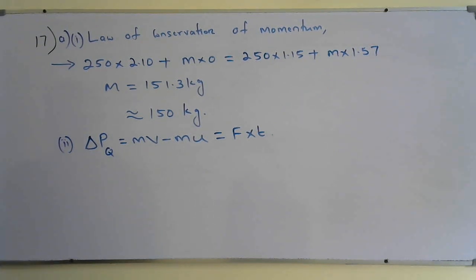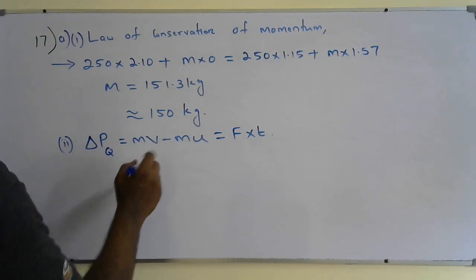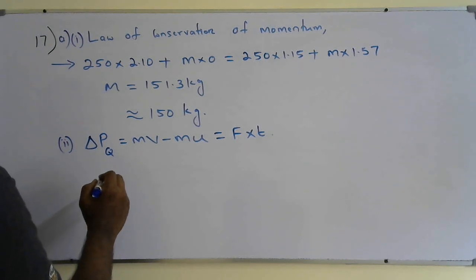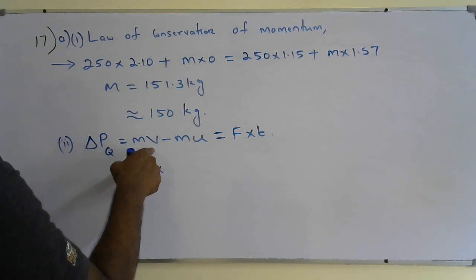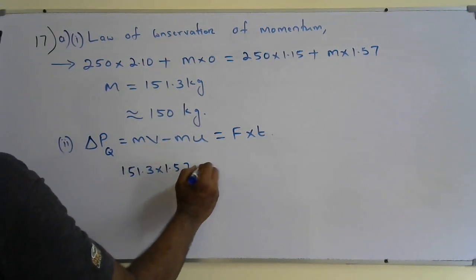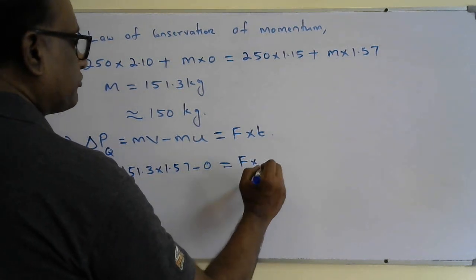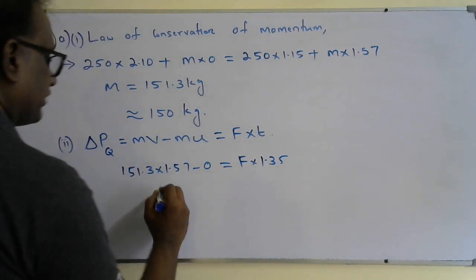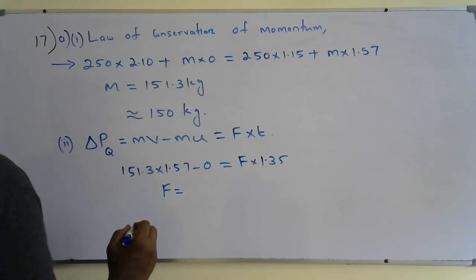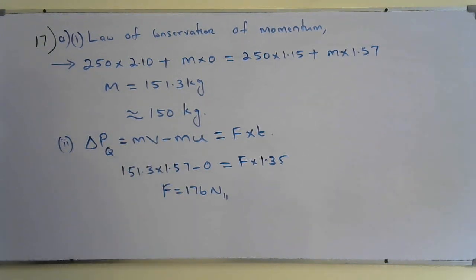So Q was initially at rest. The mass of Q is 151.3 into the final velocity. We know that is 1.57. It was at rest initially, so the initial momentum is 0. The force is what I need to find, and the time is 1.35. From that find F. You will get 176 newtons. That's the force exerted by P on Q.